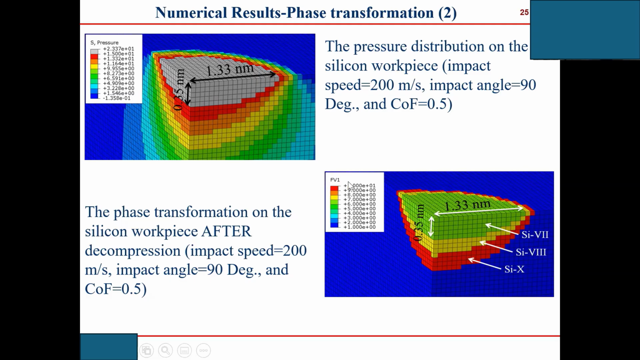Here FV1 is the visual field we have with this domain. This is silicon 7, this color is silicon 8, and this is silicon 10. So these are 3 different phases.